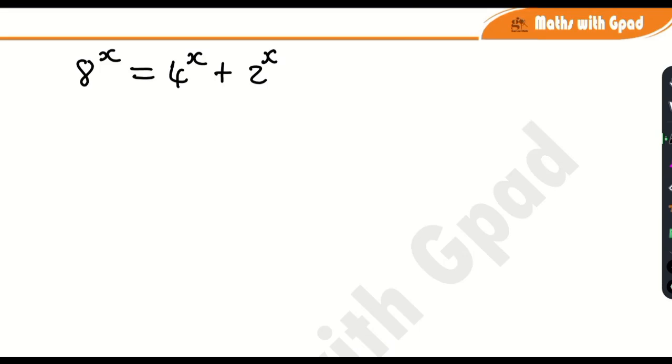In this video, we are going to be solving this exponential equation, which is 8 raised to the power x is equal to 4 raised to the power x plus 2 raised to the power of x. Alright, so the first thing I want to do is to divide through by 8 raised to the power x. So let's start off by dividing every single term by 8 raised to the power of x.